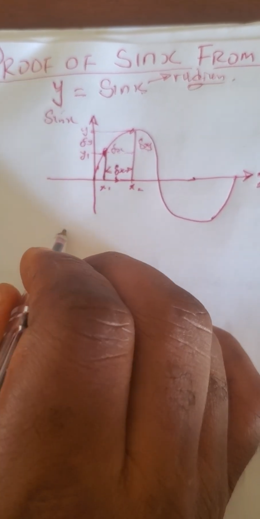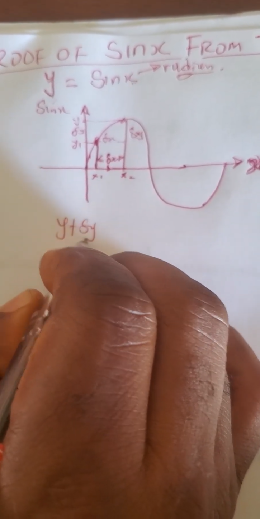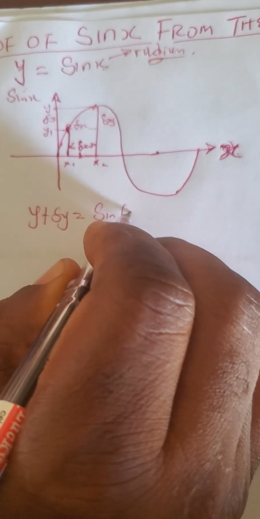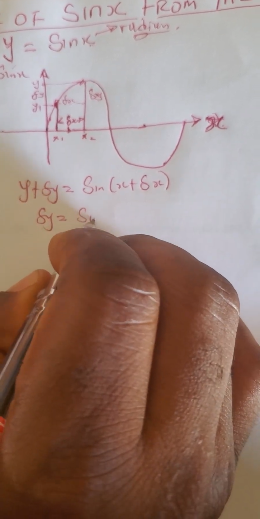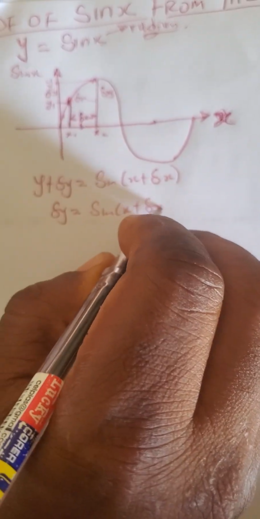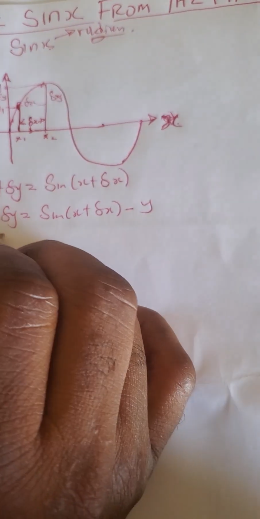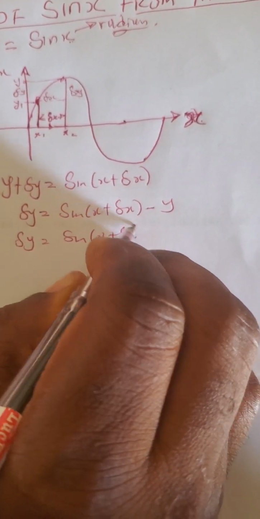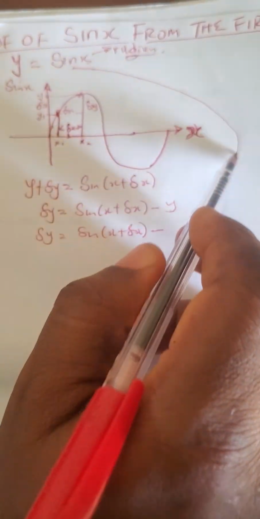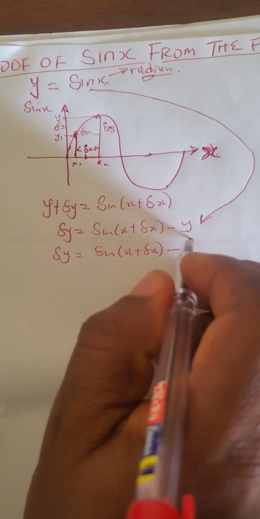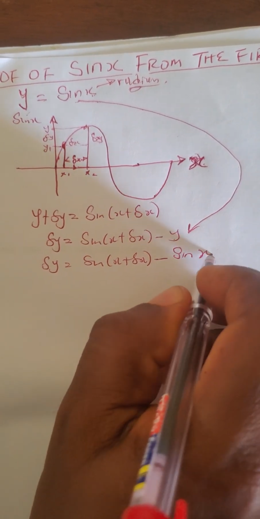So I write y plus change in y is equal to sine of x plus change in x. So we make change in y the subject of the formula, then I have sine of x plus change in x, take away y. So change in y will now be sine of x plus delta x minus, since my y is sine x, I will write sine x there.